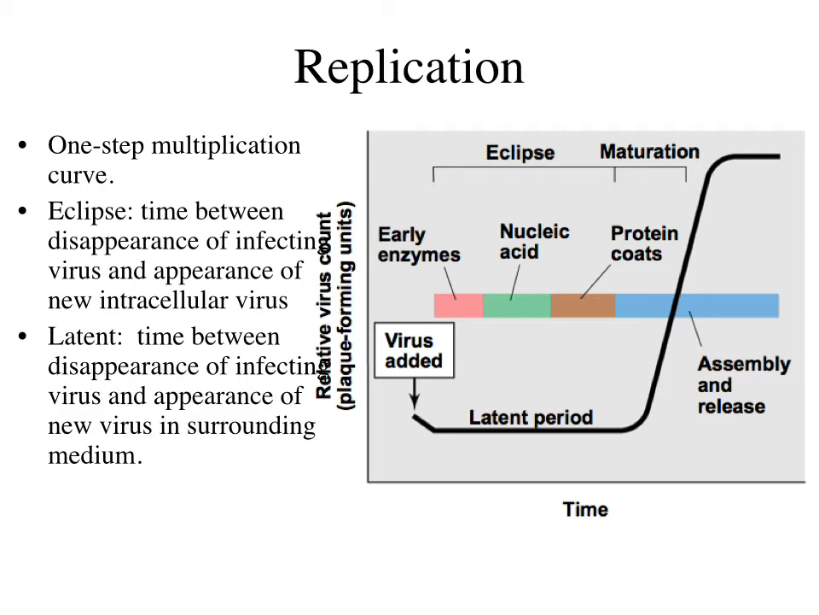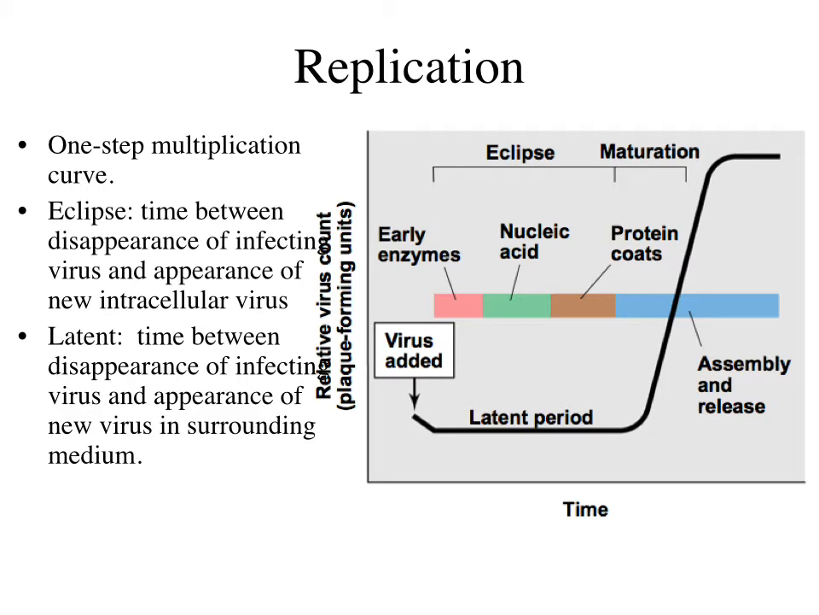So that's your one-step multiplication curve. And what we find is that there are various steps. If you look at this graph, it's a very simple graph. It's just time versus virus count. And at the beginning of the graph, you add the virus.